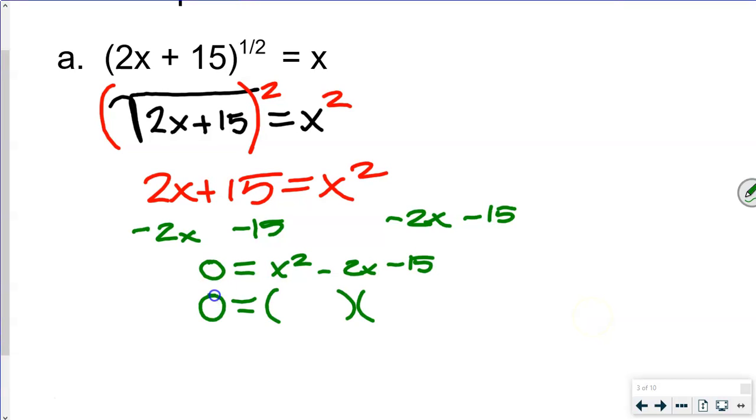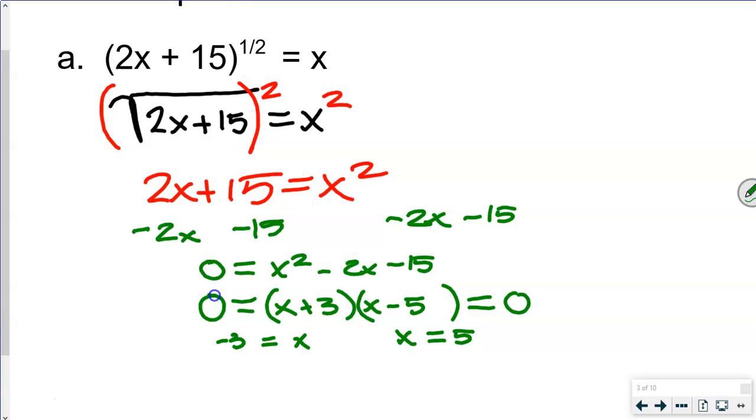So we've got 0 equals here. We're going to put 2 sets of parentheses. And the question we need to ask ourselves is, what are the factors of negative 15 that add up to negative 2? So that would be plus 3 and minus 5, right? Then we need to set each of these equal to 0 and solve them. So this would be x is equal to negative 3, and this would be x is equal to 5, because we're going to subtract 3 from both sides there and add 5 to both sides there. So now what we want to do is check these. Remember that we have to check these to make sure that they work in the equation. So we're going to do that next.